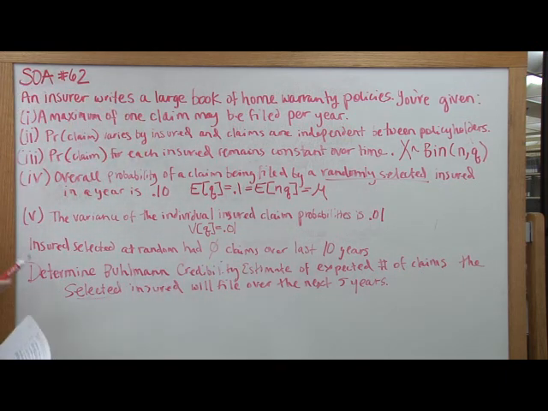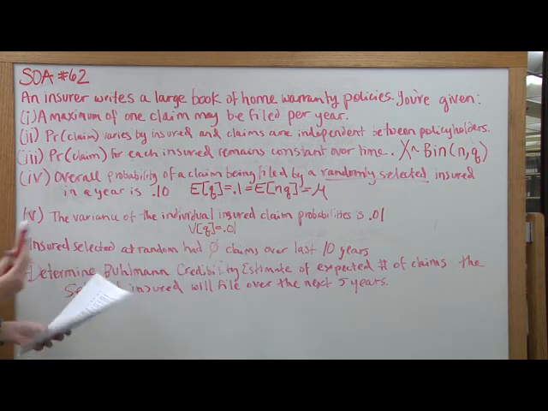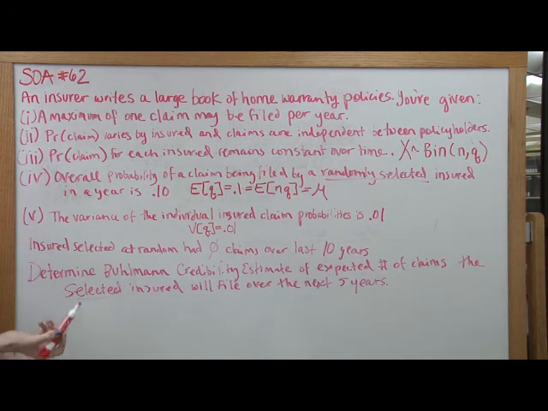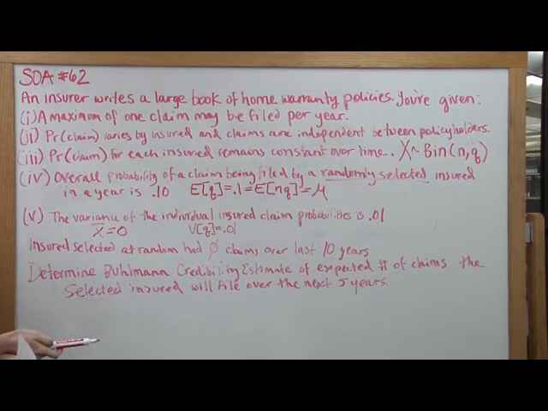Now, an insured selected at random had 0 claims over the last 10 years. And since we're calling X our claims random variable, 0 divided by 10 is 0, so that means our X bar is 0 also. Now we want to find the Bühlmann credibility estimate of the expected number of claims that this selected insured will file over the next 5 years.